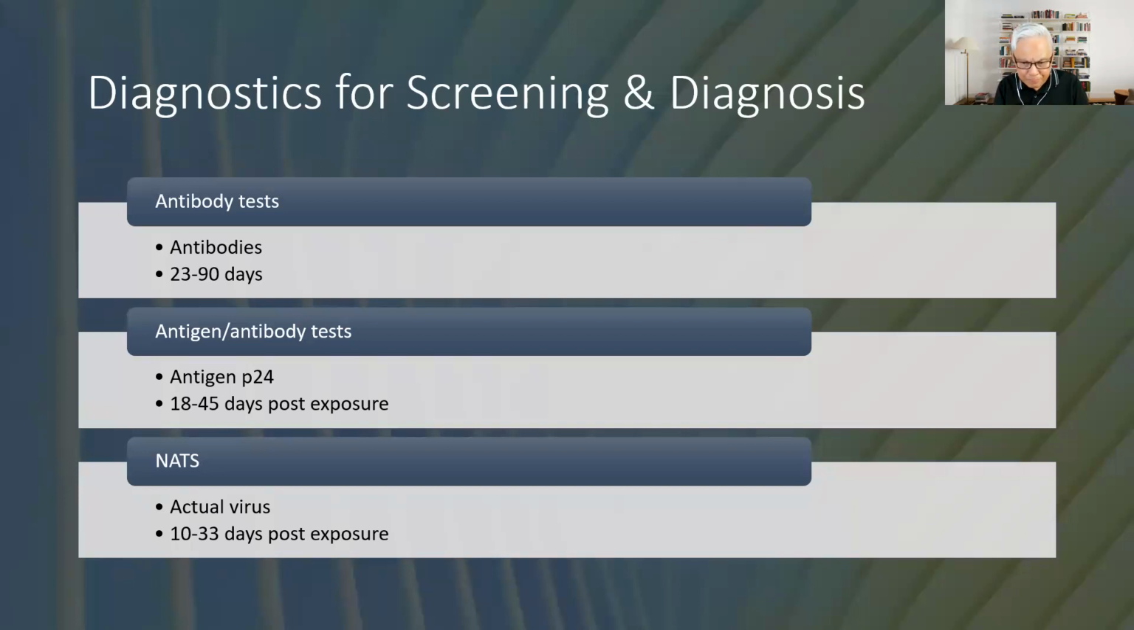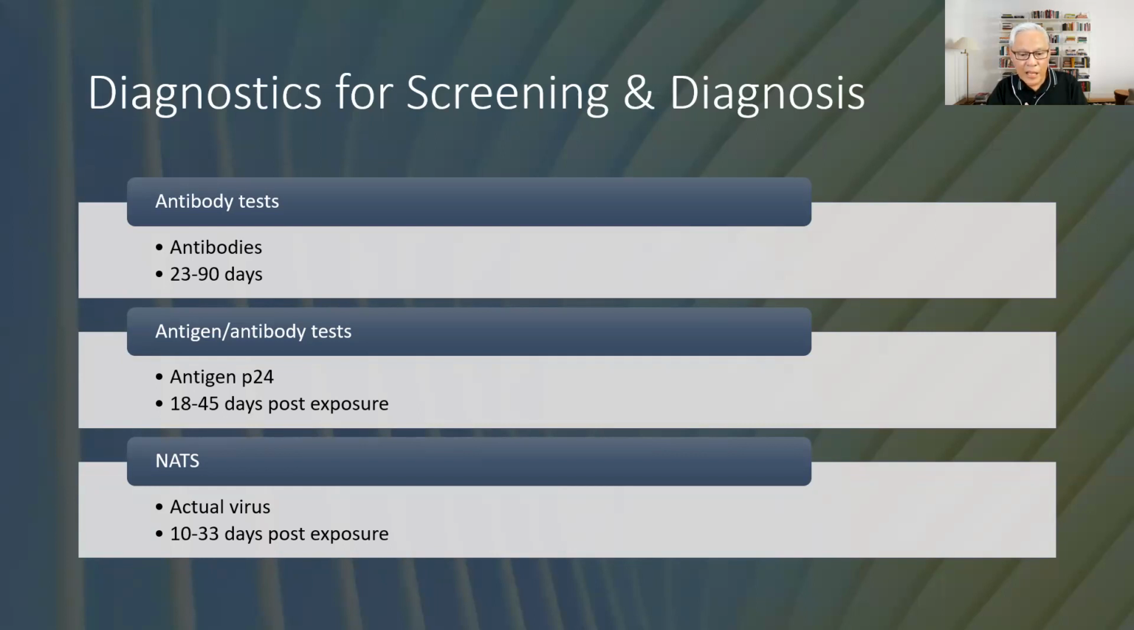So these antigen antibody tests are recommended for testing in laboratories that are common in the United States. So it could detect exposure between 18 to 45 days. So as you could see, it's a little bit faster than the antibody test. So this usually is going to be a test that is going to be better than an antibody test.